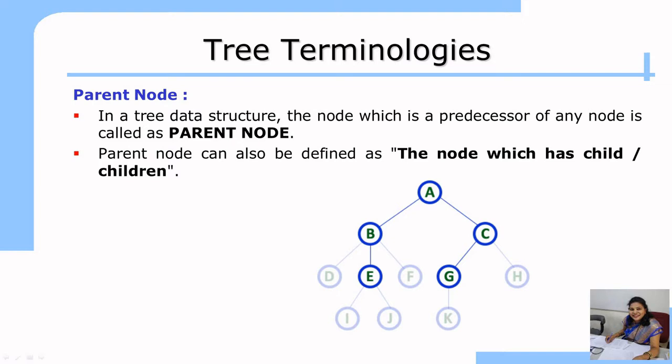You can see that A, B, C, E and G are the parent nodes in this tree. A is a root node, also a parent node. B, C, E and G are the parent nodes. B is having the children D, E, F. E is having the children I and J. G is having the child K. And C is having the children G and H.